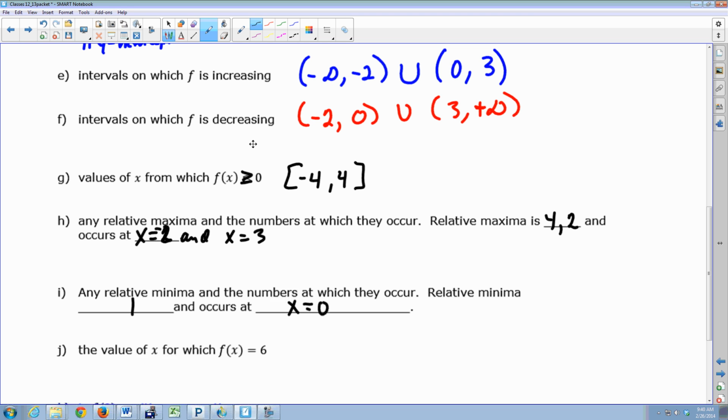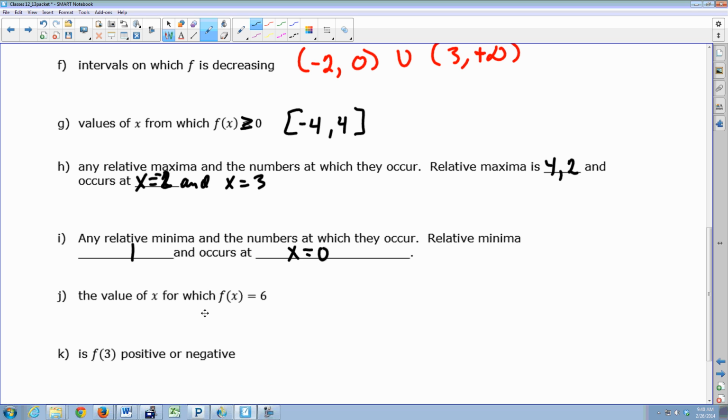Okay. The value of x, is this different on your paper? Because do you have this? Equals 3 on your paper?